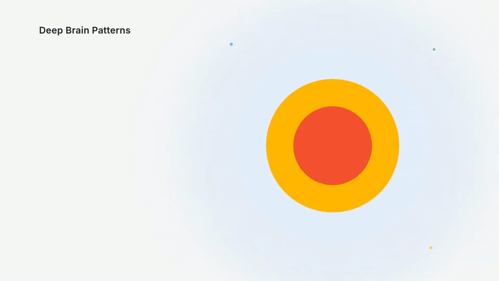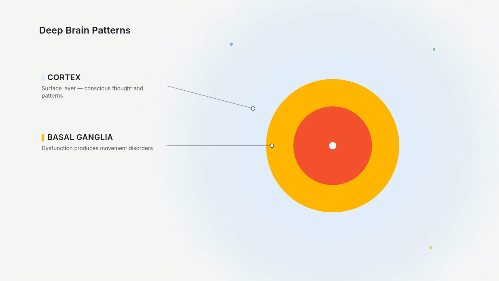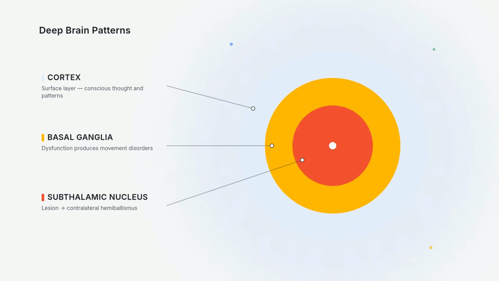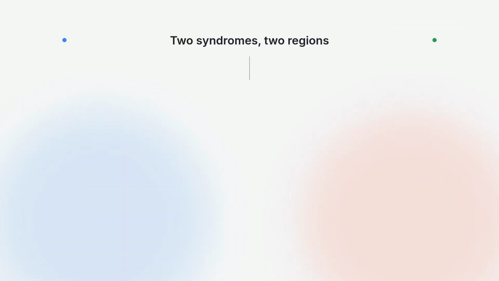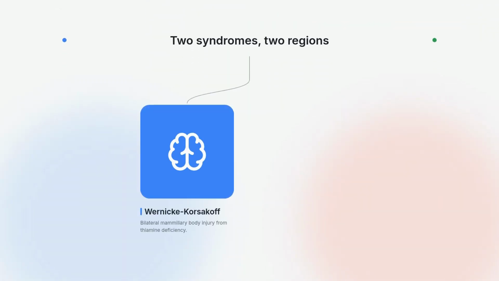Move deeper in the brain and think in patterns. Basal ganglia dysfunction produces movement disorders, while a lesion in the subthalamic nucleus causes contralateral hemiballismus with wild, flinging movements of the limbs. Bilateral mammillary body injury points to Wernicke-Korsakoff syndrome from thiamine deficiency.